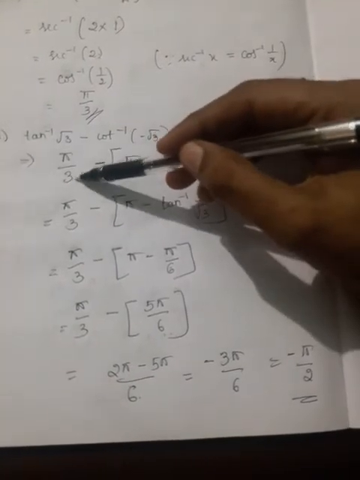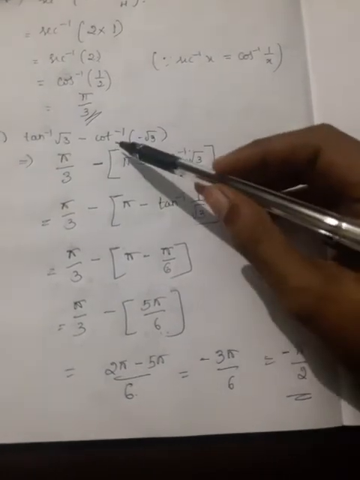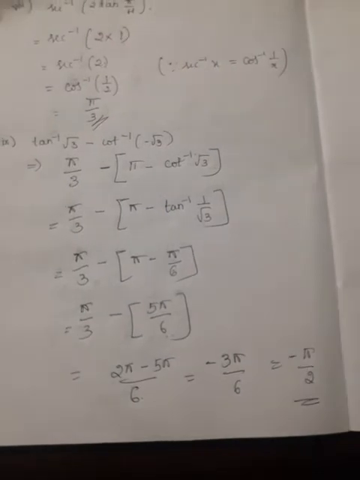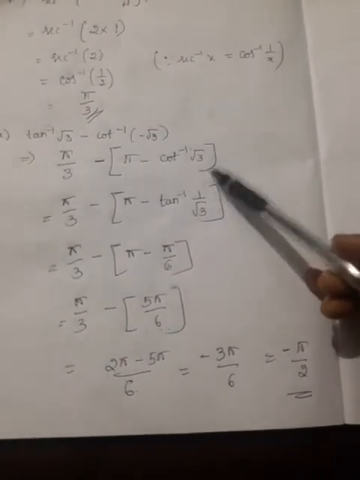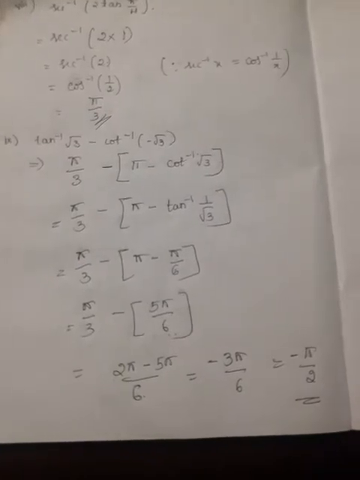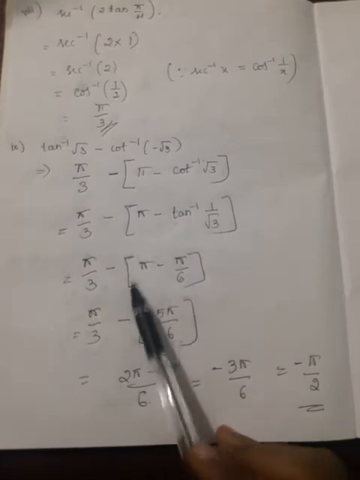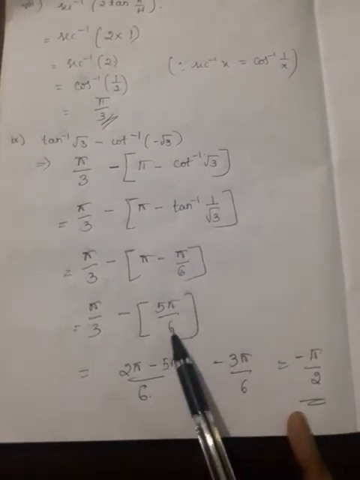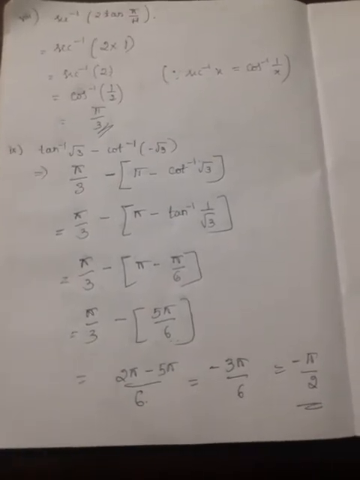This is pi by 3, that is 60 degree, minus pi minus cot inverse of root 3. This is because cot inverse of minus x is equal to pi minus cot inverse of x. This is equal to pi minus tan inverse, because cot inverse of x is equal to tan inverse of 1 by x. That you know, one property. That is equal to pi by 3 minus of this one, pi minus pi by 6. That is equal to, common denominator 6, 5 pi by 6. This is the simplification.